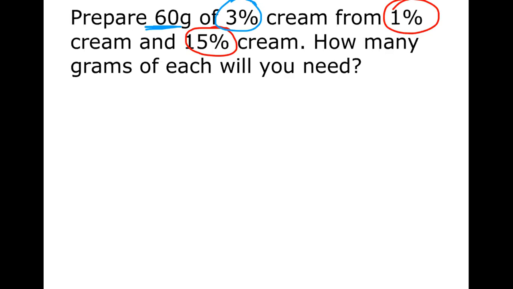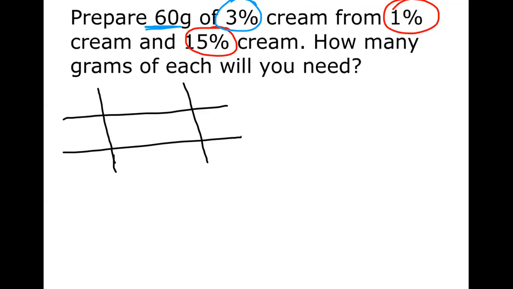Okay, so let's go ahead and set up our alligations. So we're going to do our tic-tac-toe method. And it says that on the top left corner, we want our higher strength. So that would be the 15 that we have in stock. And then on the lower left corner, we want our lowest strength, which is 1% that we have in stock. And then in the middle, we want the strength that the prescription calls for, which is the 3.